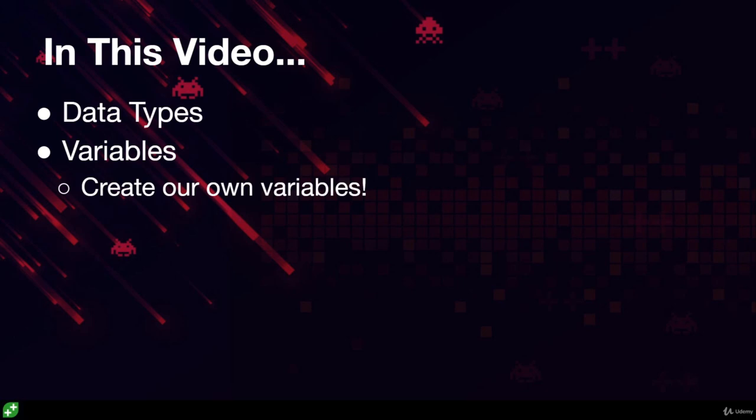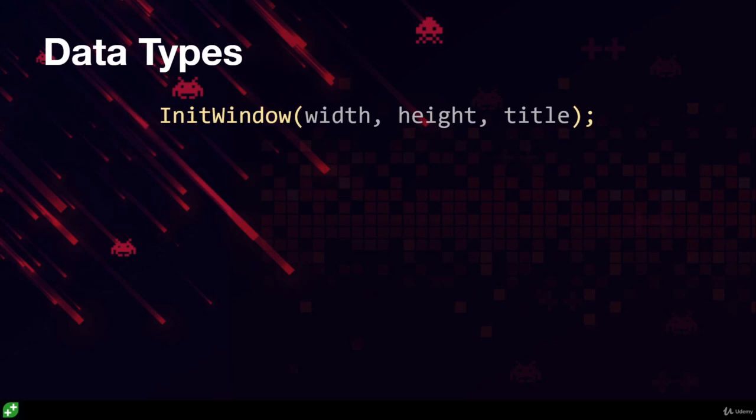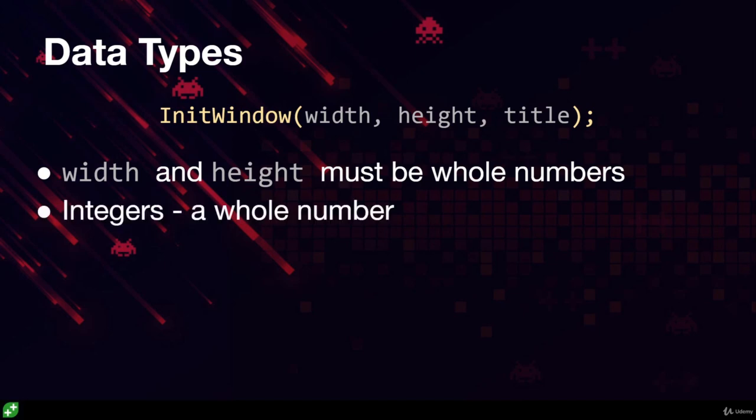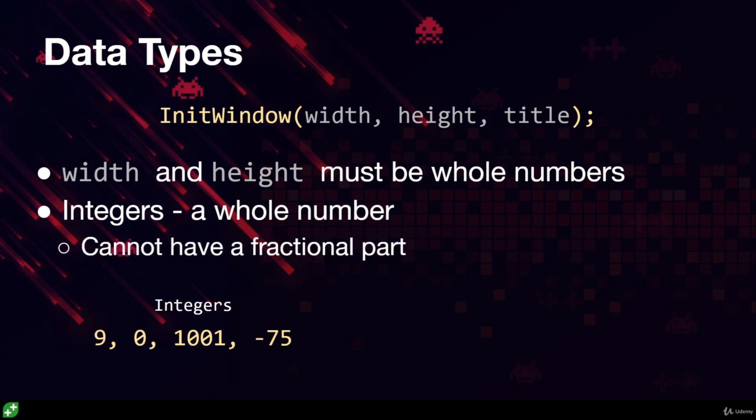So let's begin. When we call init window, we have to pass in whole numbers for the width and the height. That's because these are the dimensions of the window in pixels. We have a name for whole numbers in C++. We call them integers. Numbers like 9, 0, 1001, -75, these are all integers. Integers must always be whole. They can't have a fractional part.